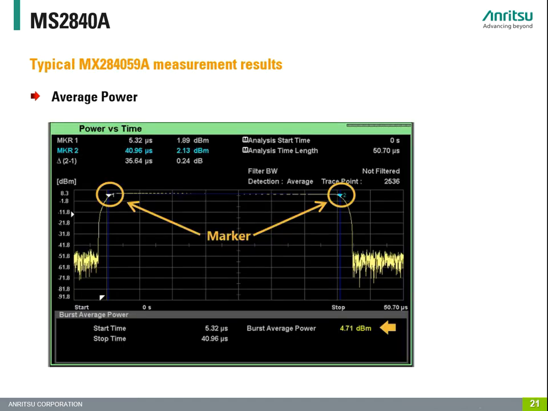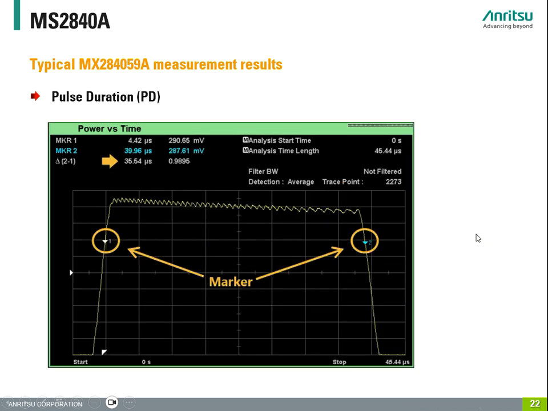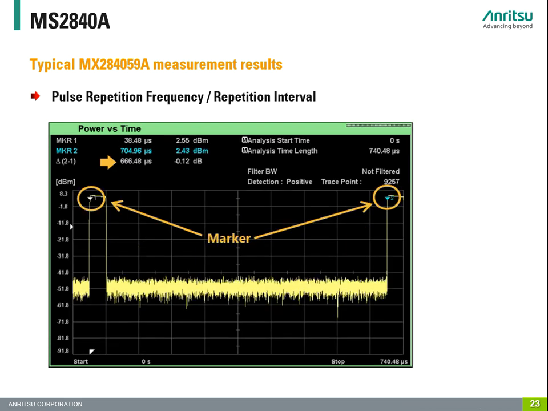Next, we are presenting some typical screenshots. Here we see a typical burst average power measurement. A typical pulse duration measurement. The PRF measurement shows no other modulation artifacts in between the pulses. This is a very important result.